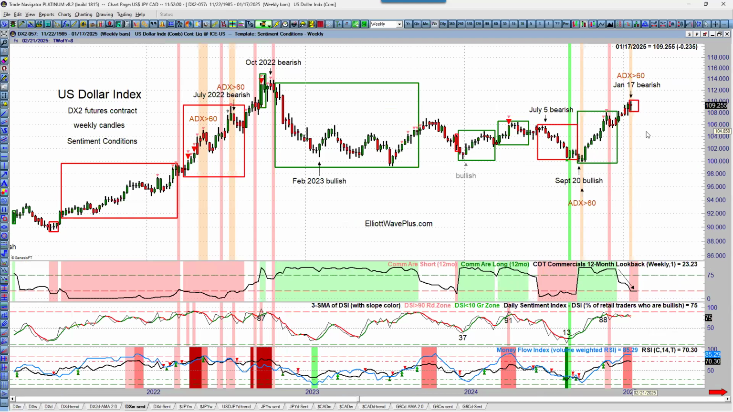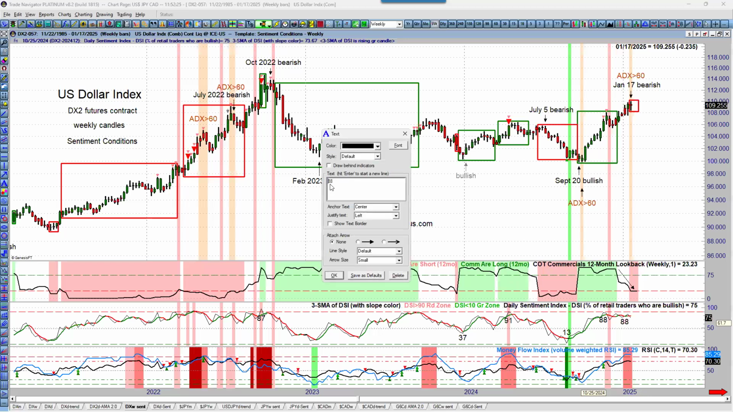Perfect storm of bearishness is showing itself on the weekly chart on the U.S. dollar now on sentiment. So commercials on a 12-month look back are fully hedged, as hedged as they have been the last 12 months. Retail, very bullish here recently, a recent high of an 84 right there. Very high readings on retail sentiment.